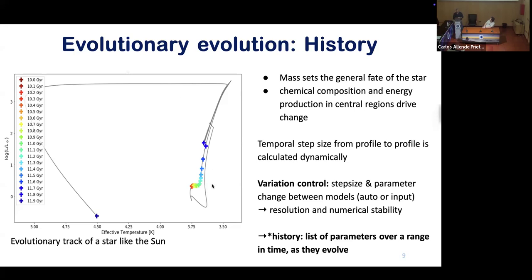So what you see here is an evolutionary track of the sun from the pre-main sequence into the main sequence, and then the red giant phases into the white dwarf. And those parameters are written out in a history file, and you can say how many steps you want to have written out, or which models you want to have written out. And this is then what is called the history file.